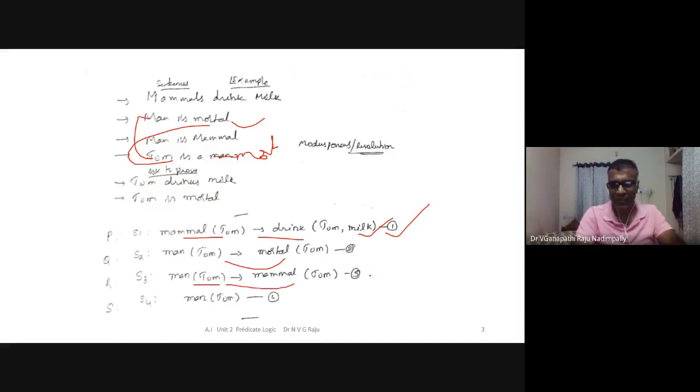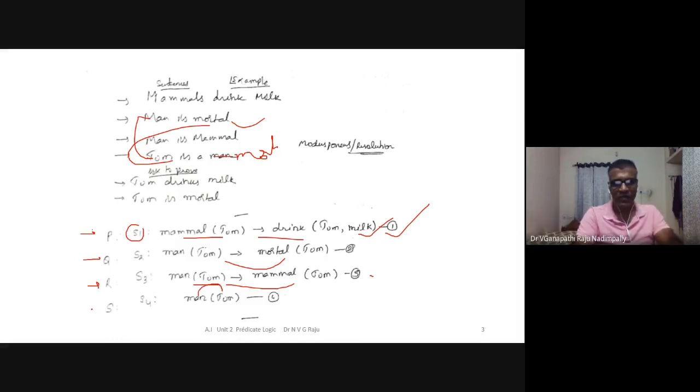Now, could you please tell me what kind of inference? Statement 1 we can represent as P. Statement S2 we have represented as Q. Statement S3 we have represented as R. The fourth statement is Tom is a man. Directly we can write it as Tom is a man, from the fourth statement.